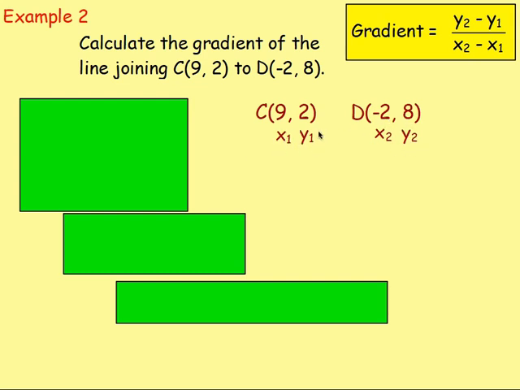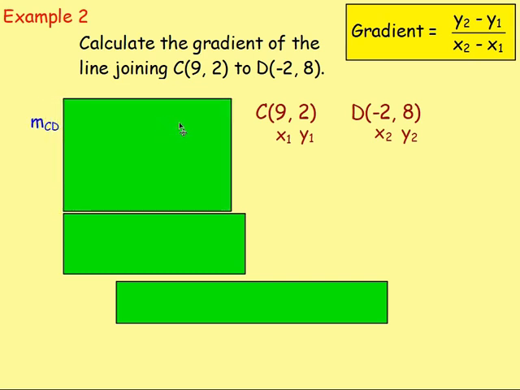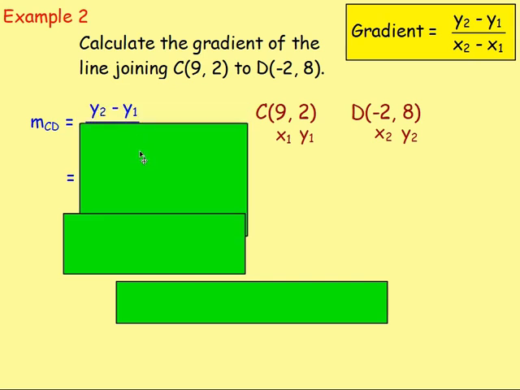So we've got an x1 and a y1 and an x2 and a y2. Remember, if you number them back to front, if this became 2 and 2 and this became 1 and 1, it makes no difference to your final answer. We are wanting to work out the gradient of the line CD. So we've got MCD, and that would equal, remember, your gradient formula, y2 take away y1 over x2 take away x1. Perfect.